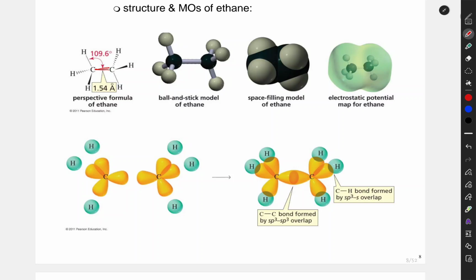And by the way, this is the ball and stick model of ethane, the staggered conformation. We'll learn a lot about conformation in the next chapter. But for now, you can accept that this should be the most stable structure for ethane.